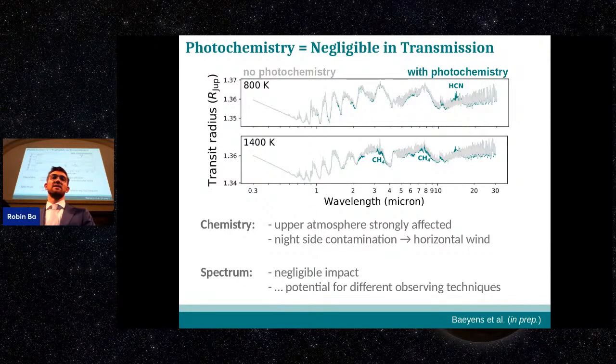However, on the spectrum, it has negligible impact just because we are not sensitive to these upper layers, but we are more sensitive to the middle part of the atmosphere, where photochemistry is not so important. However, if we use different observing techniques that are maybe better in the higher parts of the atmosphere, then we could really try to research the effect of photochemistry there.